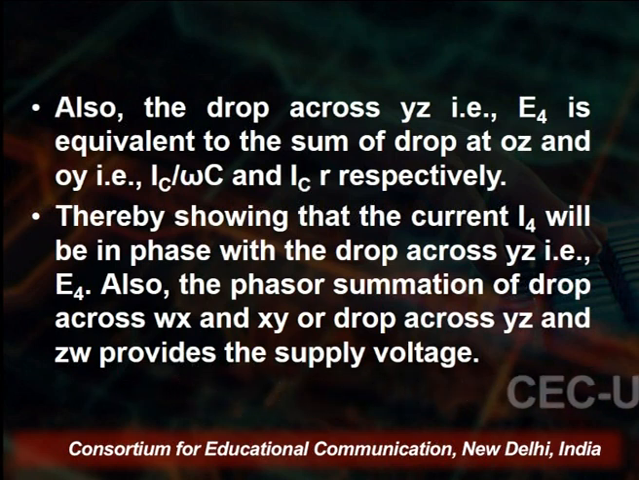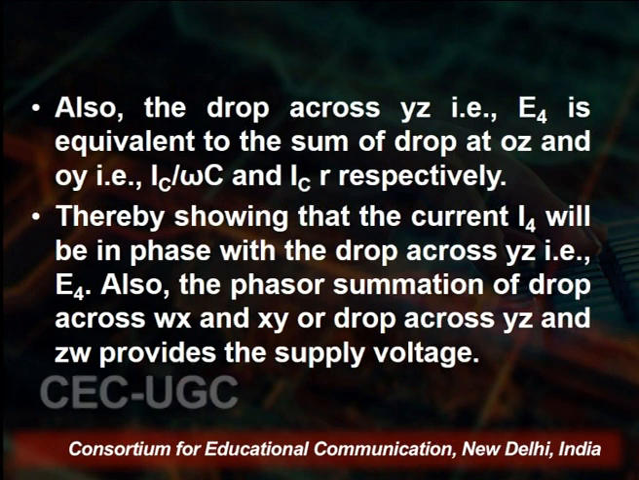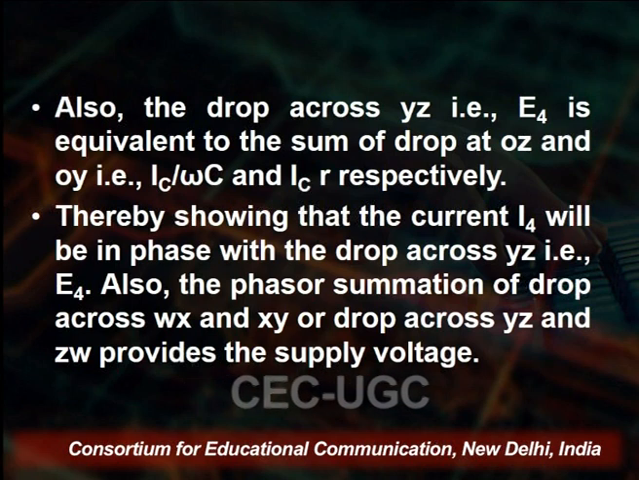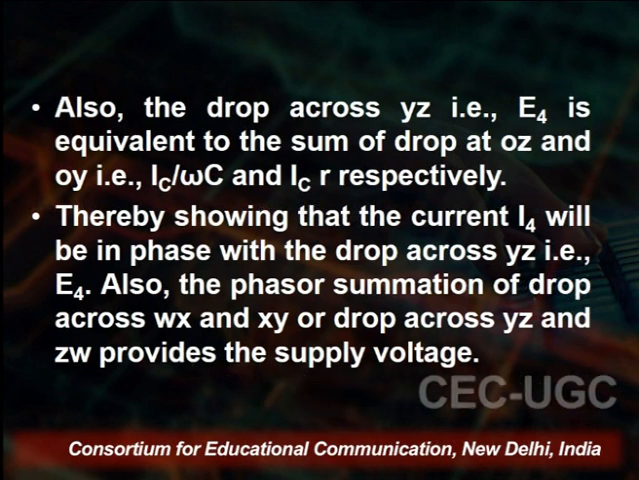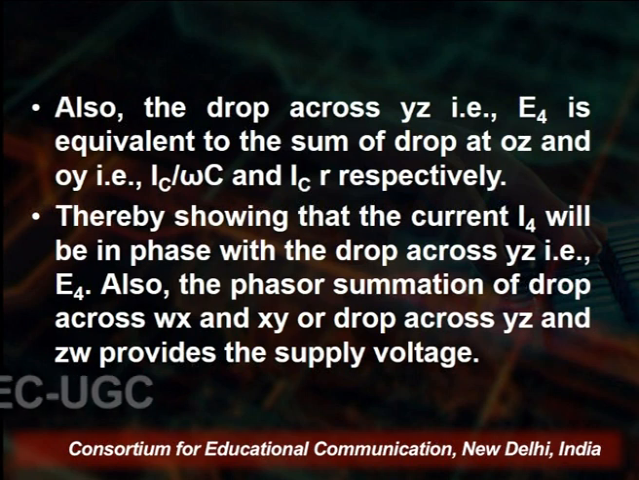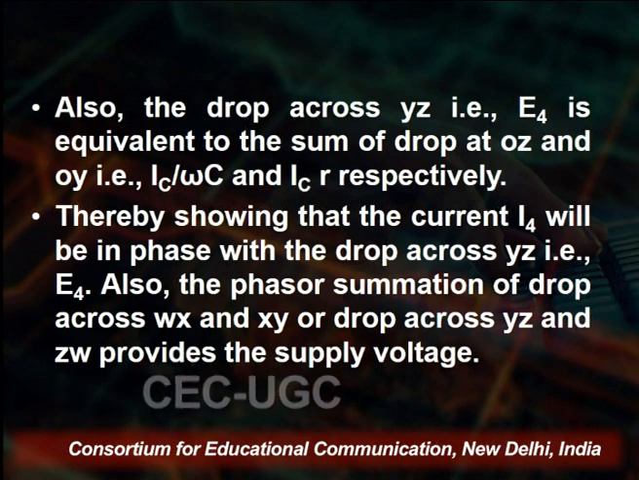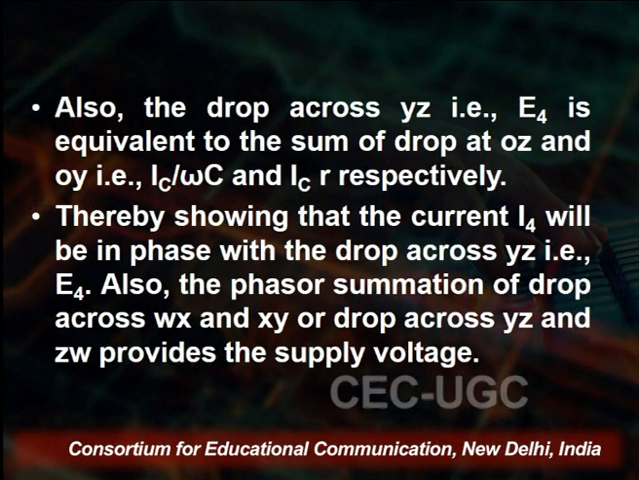So, the phasor summation of the drop across the Wx and xy, or the drop across the yz and the zw, provides the supply voltage, and that voltage will be used for calculating the unknown inductance.